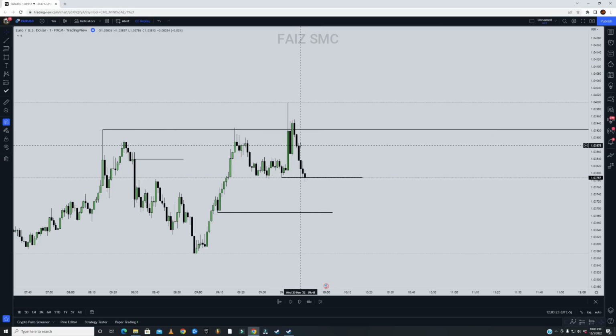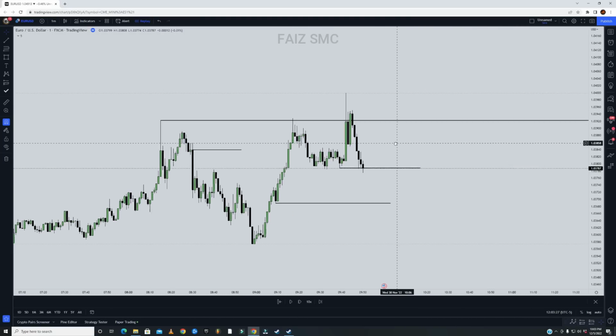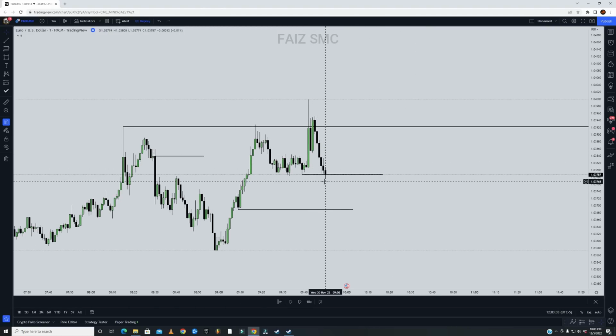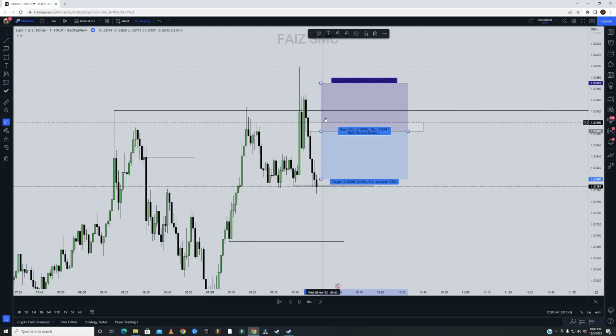As you can see, we have just broken the structure with displacement. You see these consecutive candles, right? It shows volume. It's not messy price action. It's just a clear displacement with a fair value gap. So now what we do is we enter from the extreme fair value gap right here. You want to take your short position from here.